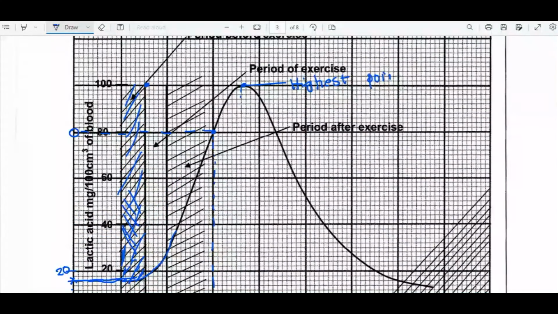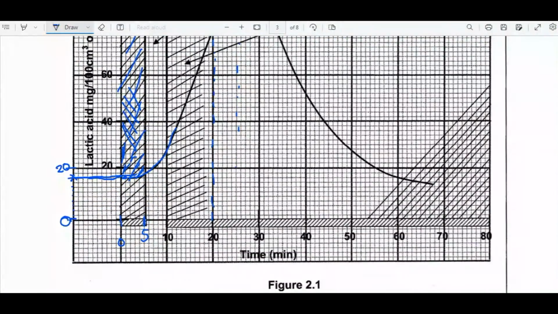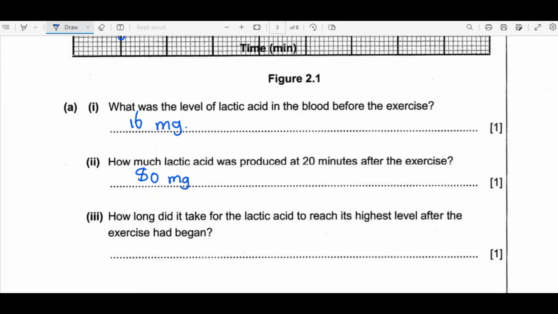Then if we move down here, this is where the highest level of lactic acid was achieved. So 20, the average, if we add 20 plus 30 is 50, divided by 2 is 25. So here this is 25. So from 5 up to 25, how long? If you find the difference between 25 and 5, we get 20 minutes. So that is our final answer there.